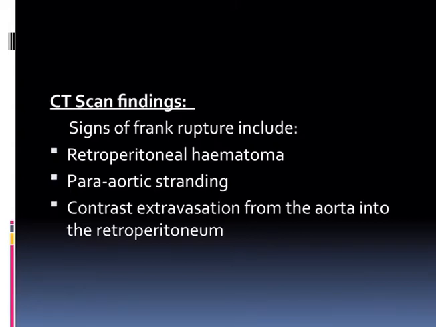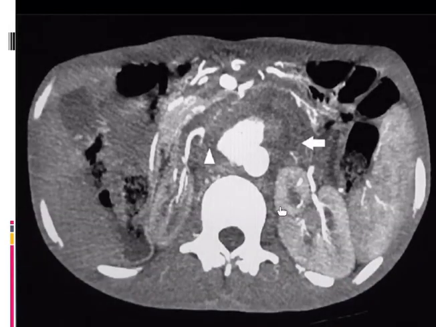I already told you, if there is aortic rupture or aortic leakage, there will be hematoma in the retroperitoneum with para-aortic stranding. Around the aorta, there will be soft tissue strands, and contrast extravasation from the aorta into the retroperitoneum.